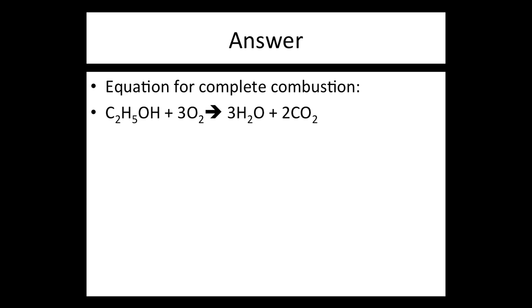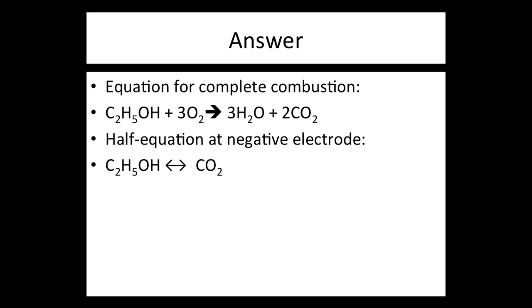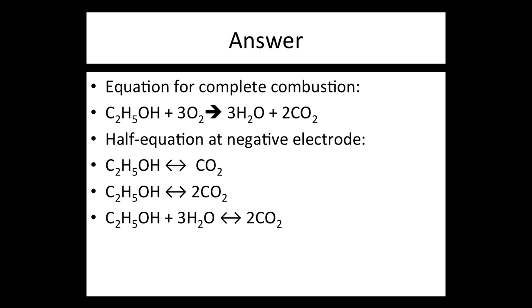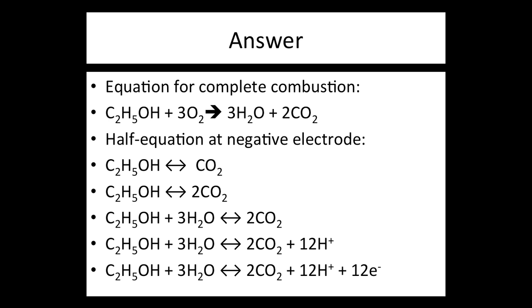So here's the answer. The overall equation for the combustion of ethanol is shown. Ethanol must react to form carbon dioxide. Now to balance. 2 carbons on each side. Adding up the oxygens on the right hand side comes to 4. There's already one oxygen in the ethanol, so only 3 water molecules are needed on the left. There's now a total of 12 hydrogens on the left, so 12 hydrogen ions need to go on the right. I'm balancing the charges with electrons, so there are 12 on the right.